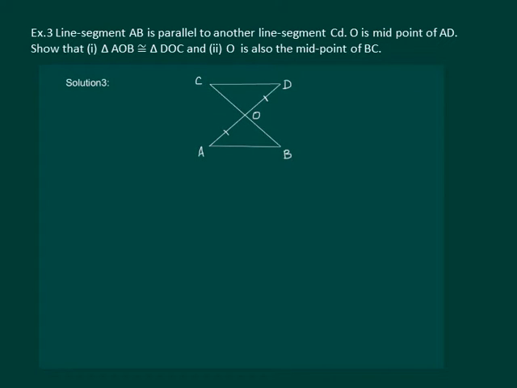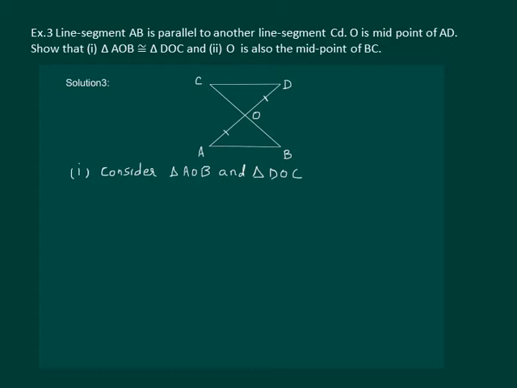Let us read the question. Line segment AB is parallel to line segment CD. O is the midpoint of AD. Show that triangle AOB is congruent to triangle DOC. And secondly, O is also the midpoint of BC. Let us start with the first part and prove triangles AOB and DOC congruent.